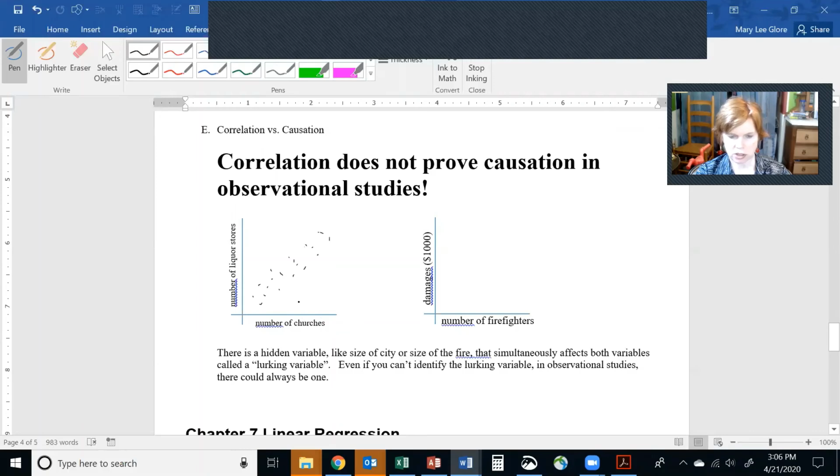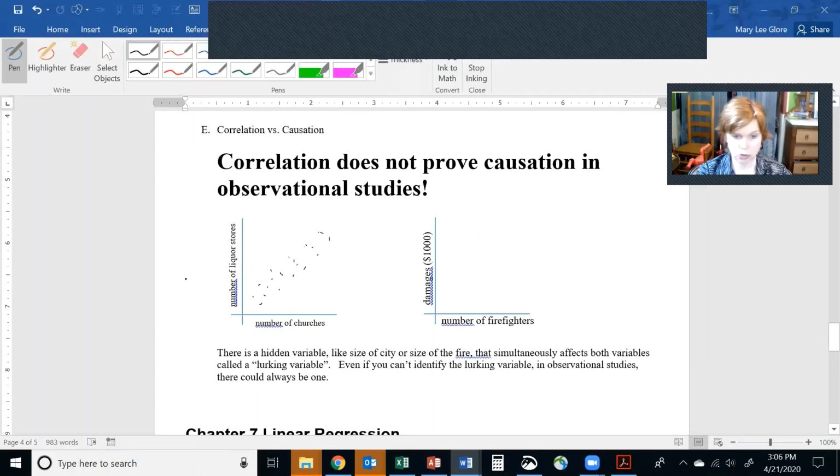And the question is, do churches cause liquor stores? Is that why there's so many liquor stores? So I've got a city, it's got a bunch of churches, and then people don't like to go to church and they turn to drinking. All right? No, that is not the case.